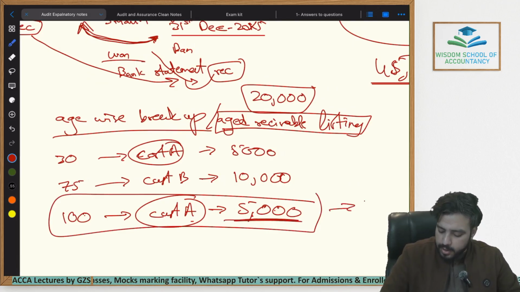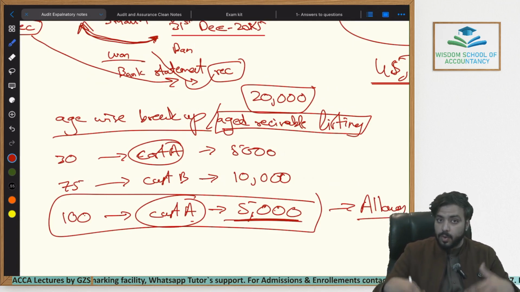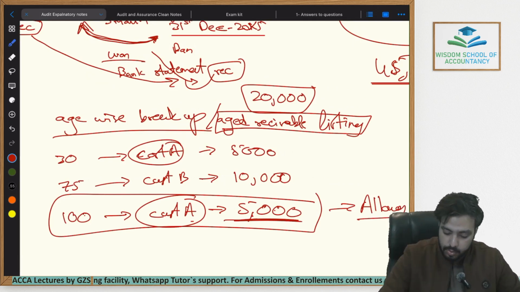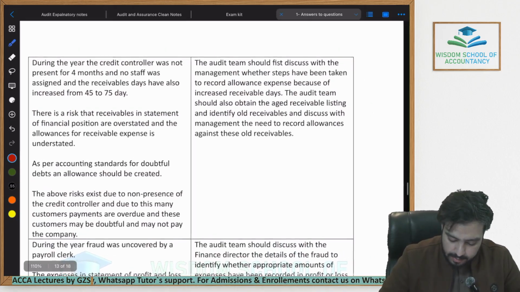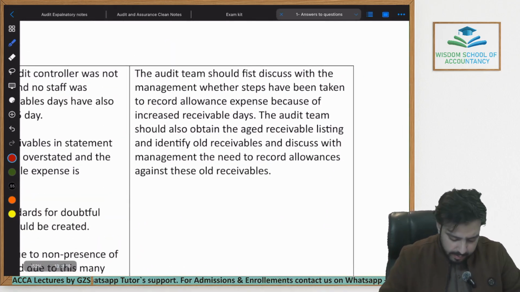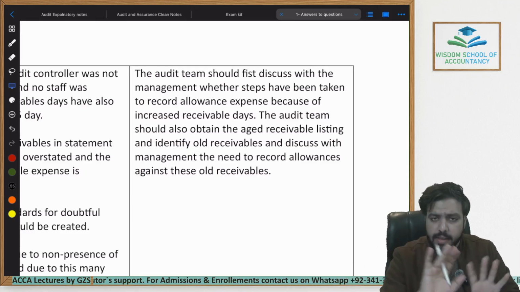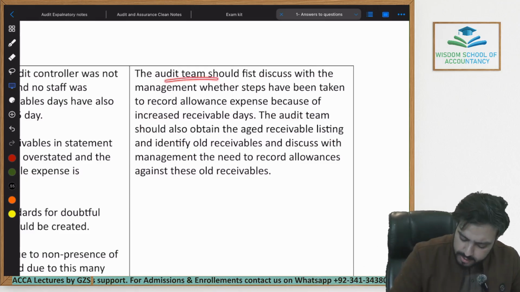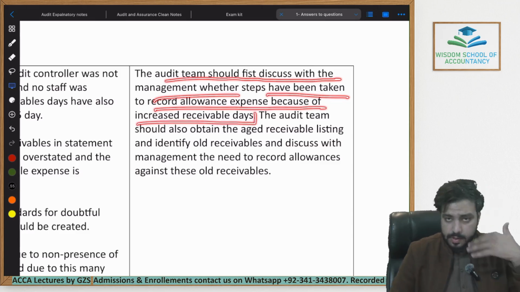You have to record an allowance because these are very old receivables, and once a customer knows that they have old receivables, they might not pay you back for those payments. So they have to record an allowance for this. Again, this is the response that I will write down. In the case of receivables, this is the only response. You can learn it. There would be no changes in that. So the audit team should first discuss with the management whether steps have been taken to record allowance expense because of increased receivable days.